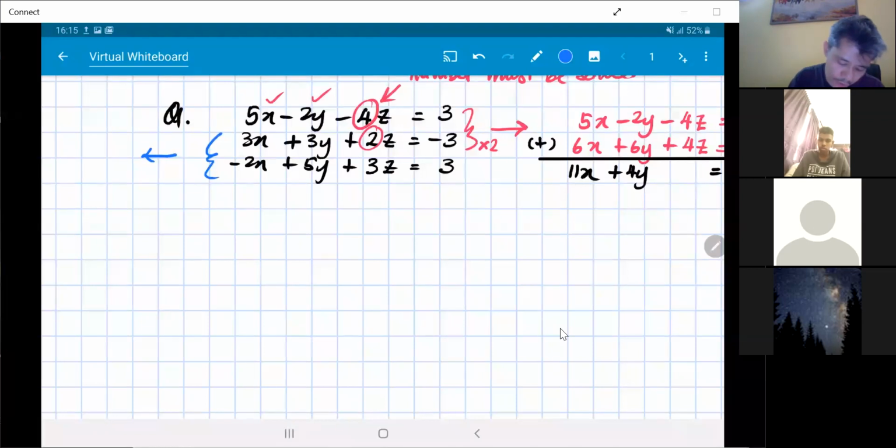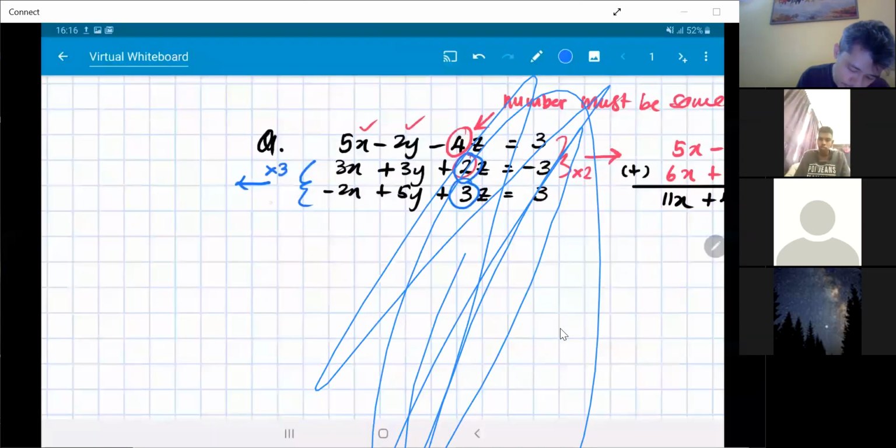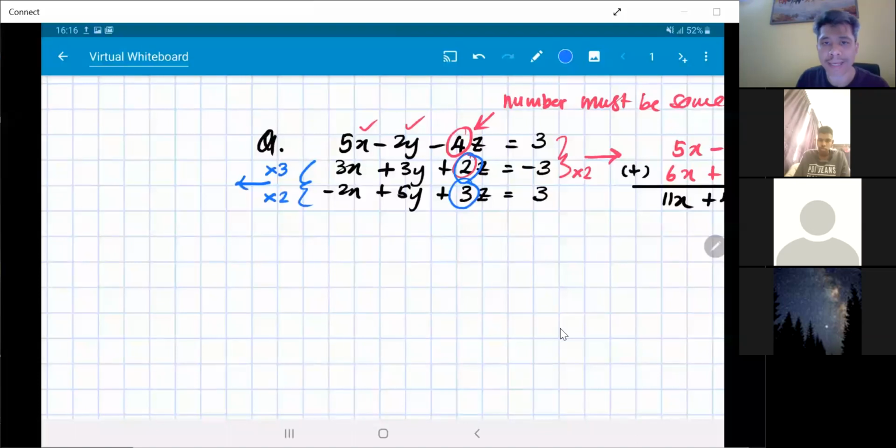But the problem is now, can you see or not? This z number is 2, this z number is 3. Okay, so I need 2 and 3 to become the same. So we call this LCM, lowest common multiple, or in BM ialah GSTK, gandaan sepunya terkecil. So if you remember, 2 and 3, smallest number I can make them the same is 6, correct? 6. So 2 times 3 becomes 6, 3 times 2 becomes 6. So which means, this part here, the top I must times 3, the bottom I must times 2. Okay, because again 3 times 2 is 6 and 2 times 3 is also 6.